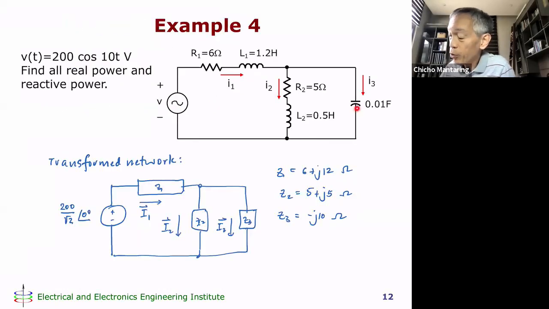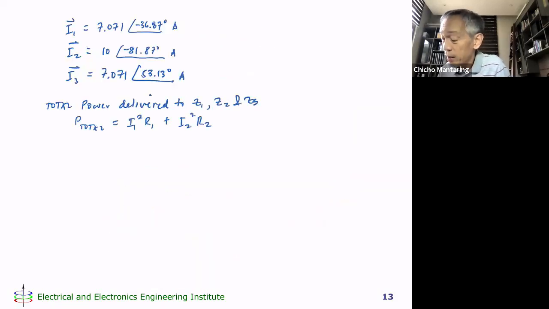Is there power delivered to Z3? None. There's no power delivered to Z3 because Z3 has no real component. Z3 is purely imaginary. So for the total power, let me just give it to you: this is going to be 300, and this is going to be 500. So the total power will be 800 watts.